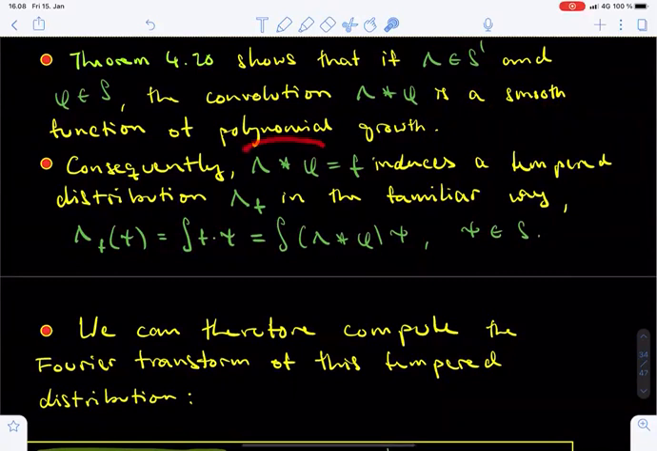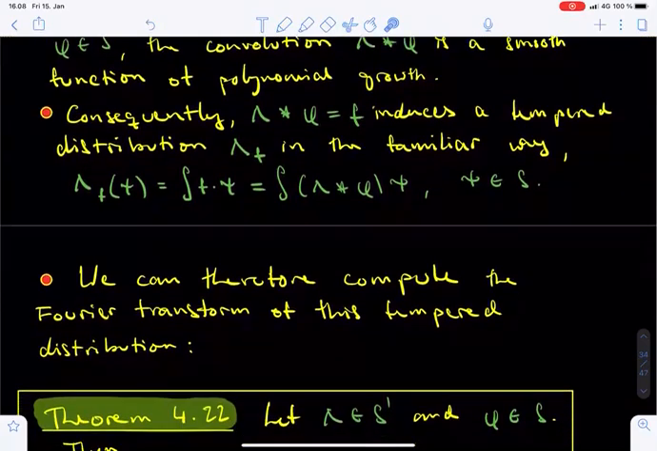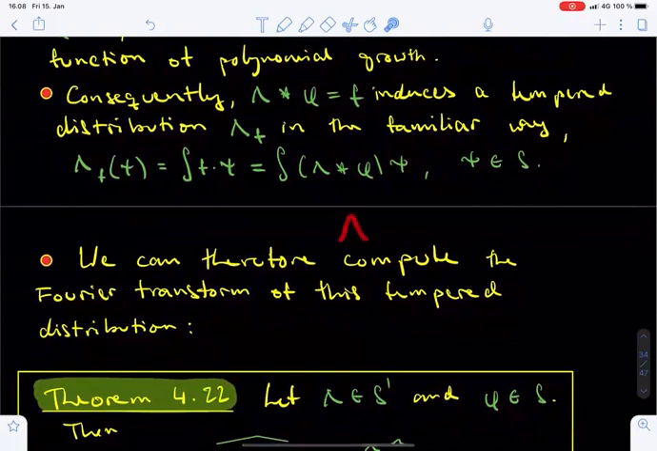Since the convolution between lambda and phi is a polynomially bounded function, which we may temporarily denote by f, we may associate to it a tempered distribution in the usual way. Lambda of f evaluated at the Schwartz function psi equals the integral of f times psi, which further equals the integral of the convolution between lambda and phi times psi. In this lecture, we are concerned with calculating the Fourier transform of this tempered distribution.